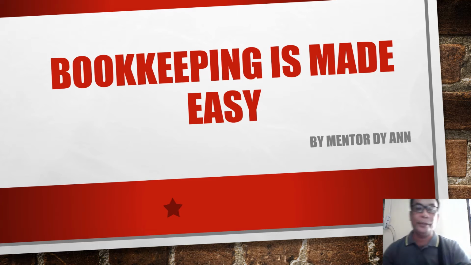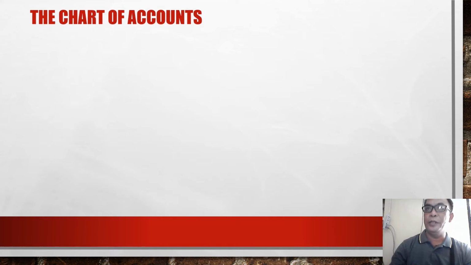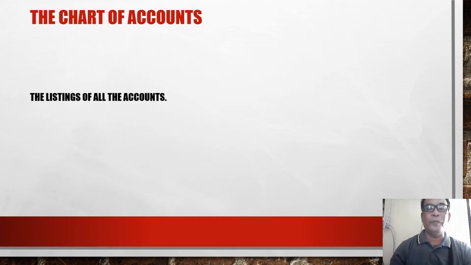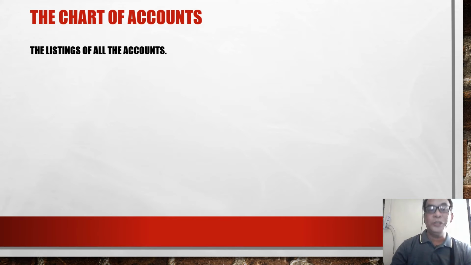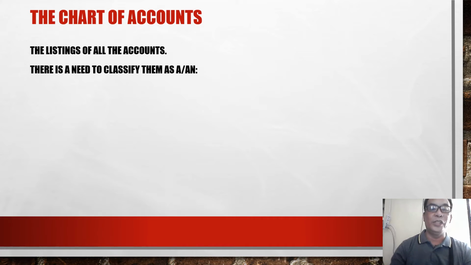ang ating araw sa pagtuklas kung paano ba mapapadali ang paggawa natin ng chart of accounts. So sabi nga natin, sisimplihan na lang natin. Ano po? Basic na yung bookkeeping natin, pero mas lalo pa natin pasisimplihan para mas madali nating matutunan. Ano ba ang chart of accounts? So in short, this is the listings of all the accounts. Ano ba yung mga accounts na yan?